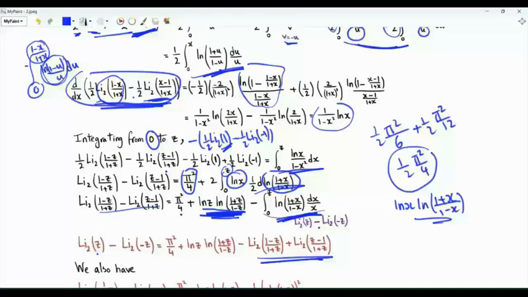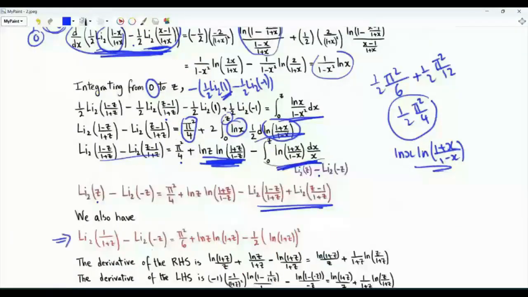Another dilogarithm identity that is needed in our adventure is this one here. I prove this identity by showing that the right and left-hand sides have the same derivative. This means that they differ by a constant, and then we can choose a value of z to show that basically the two sides are equal.